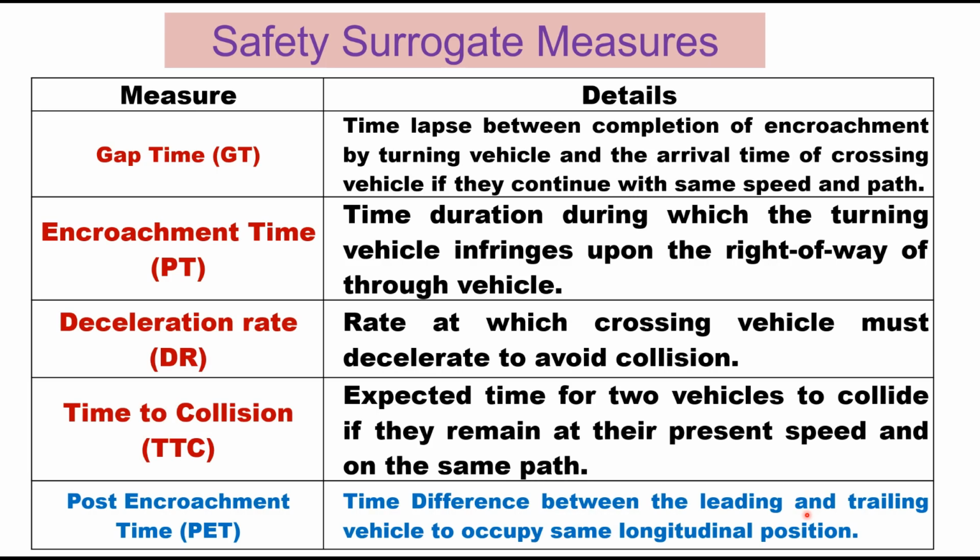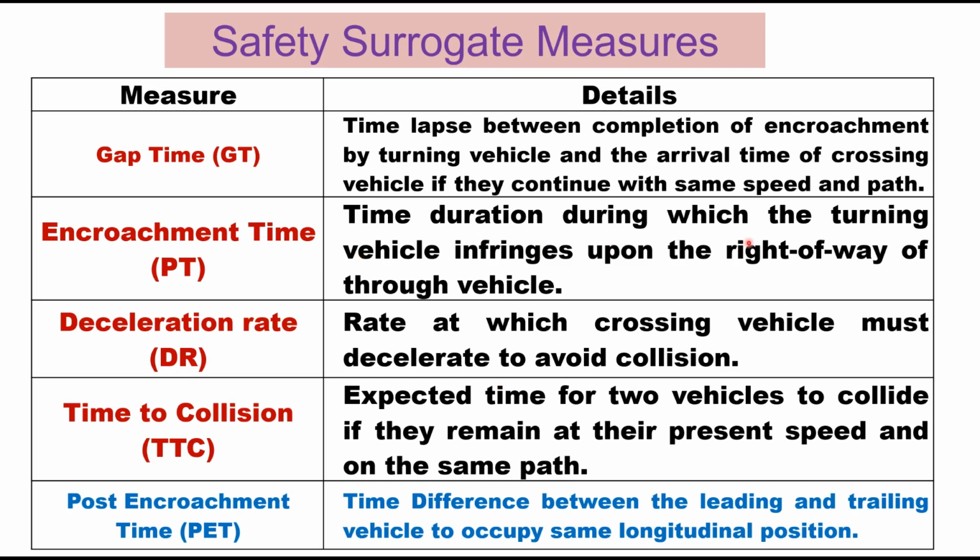The different safety surrogate measures that have been used in literature are like this: gap time. Now, this is the time lapse between completion of encroachment by turning vehicle and the arrival time of crossing vehicle if they continue with the same speed and path. Now, this gap time is similar to time to collision. There is also the expected time for two vehicles to collide if they remain at their present speed and on the same path.